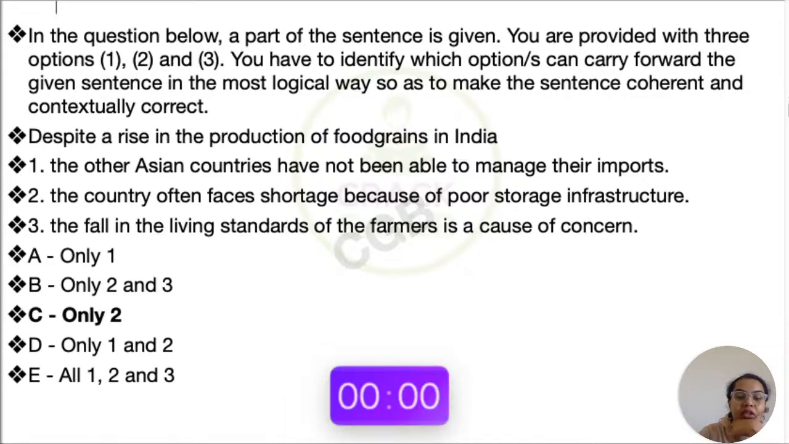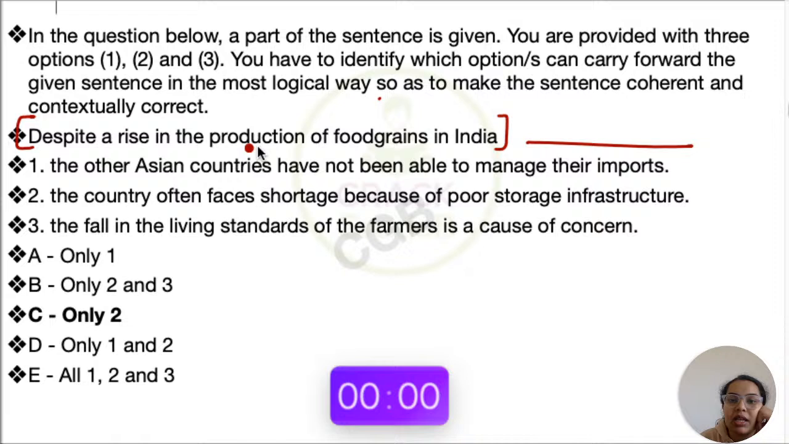Cool. Answer is only second one. So now you have multiple options. The question is demanding that you provide with three options, first, second, third. You are provided with, so you have three options. You have to identify which one or ones can carry forward the given sentence in the most logical way. So you have to connect this part, keeping it the first part, and you have to connect this sentence with the one or the more than one given options.